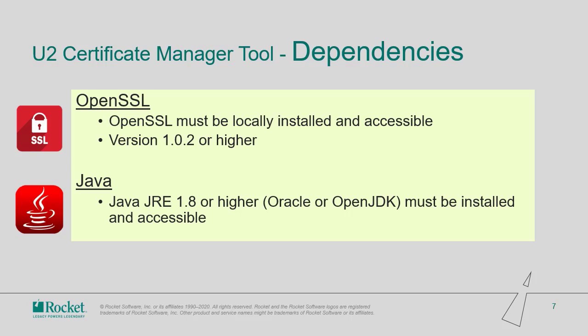As for the dependencies, you definitely need OpenSSL installed locally and accessible. OpenSSL is commonly found in the universe and Unidata bin directories, so you can definitely use the install there from the U2 database if you're on the same machine. Version 1.0.2 of OpenSSL or higher is recommended. I've done a little testing with the latest version 1.1.1 of OpenSSL also.